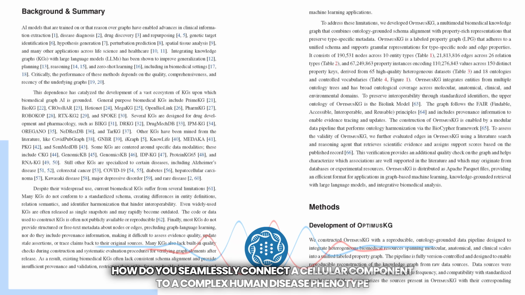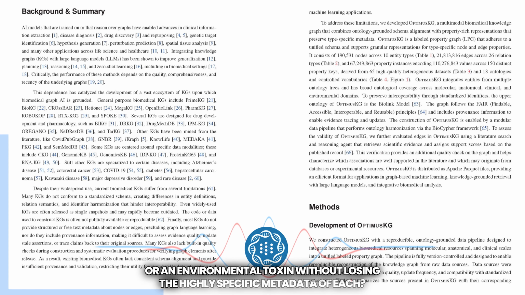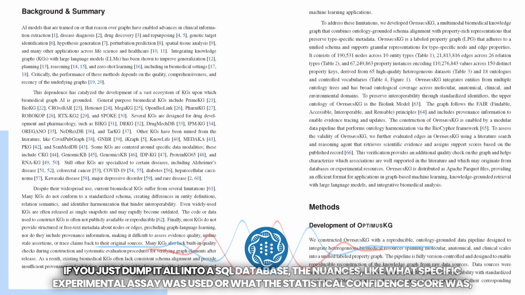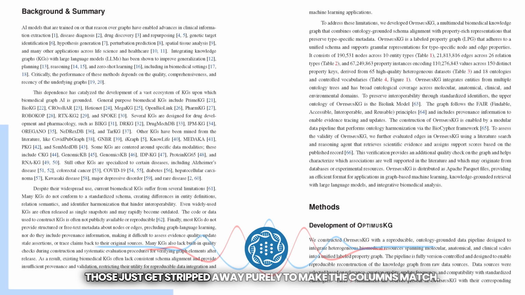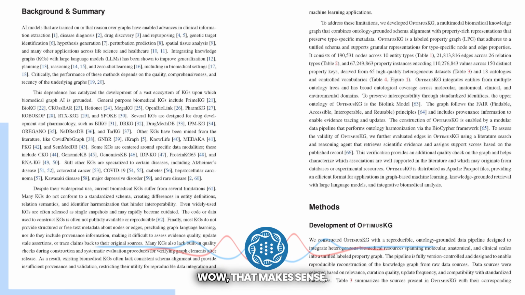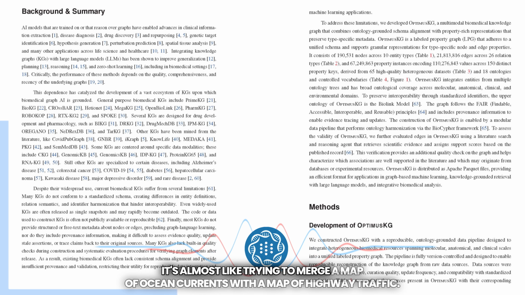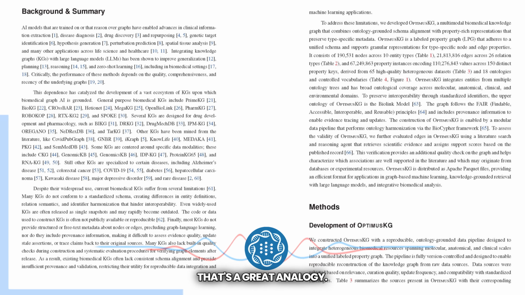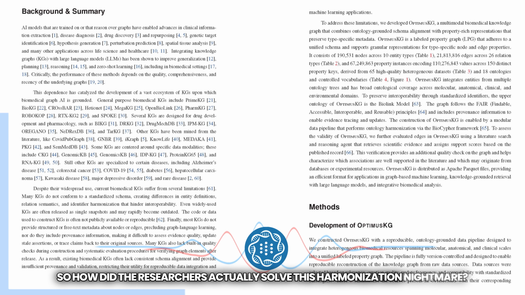Precisely. How do you seamlessly connect a cellular component to a complex human disease phenotype or an environmental toxin without losing the highly specific metadata of each? You really can't. If you just dump it all into a SQL database, the nuances, like what specific experimental assay was used or what the statistical confidence score was, just get stripped away purely to make the columns match. It's almost like trying to merge a map of ocean currents with a map of highway traffic. They both show movement, but the underlying rules are entirely different. That's a great analogy. So how did the researchers actually solve this harmonization nightmare?